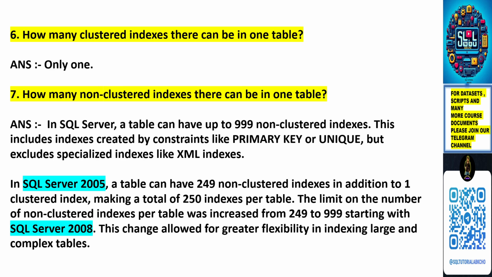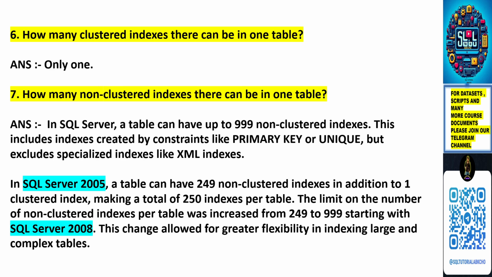Seventh question: how many non-clustered indexes can there be in one table? The answer is that in SQL Server, a table can have up to 999 non-clustered indexes. This includes indexes created by constraints like primary key or unique key, but excludes specialized indexes like XML indexes. So the XML indexes are not included in these 999 non-clustered indexes.